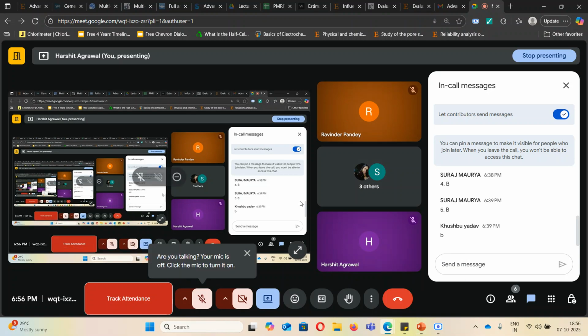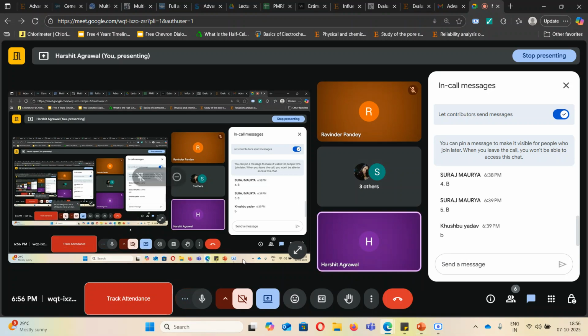Ravinder, I guess you unmuted yourself mistakenly. If you had any doubt and you wanted to ask, you can unmute again and speak.